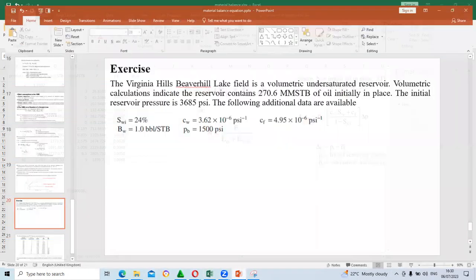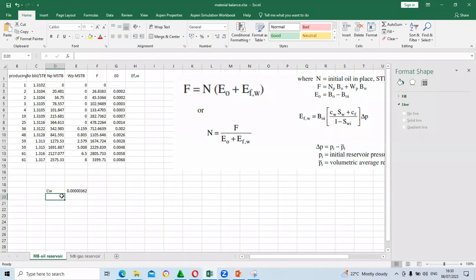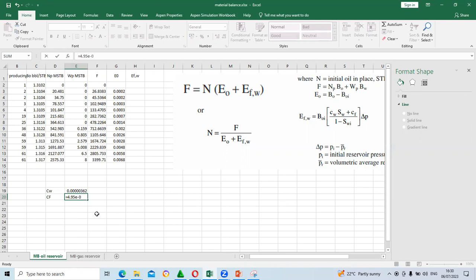Let's pick other things also. We have formation compressibility is 4.95. So I have my CF, I put equal to 4.95, capital E. All right, it's okay. If Excel is accepting that, it's okay. If it's accepting the small one, it's okay.